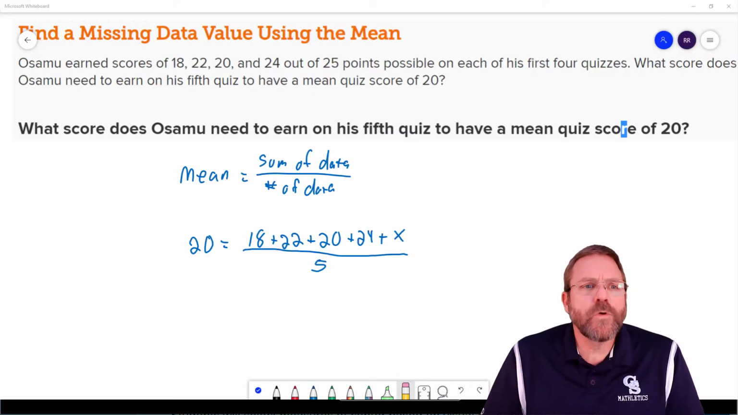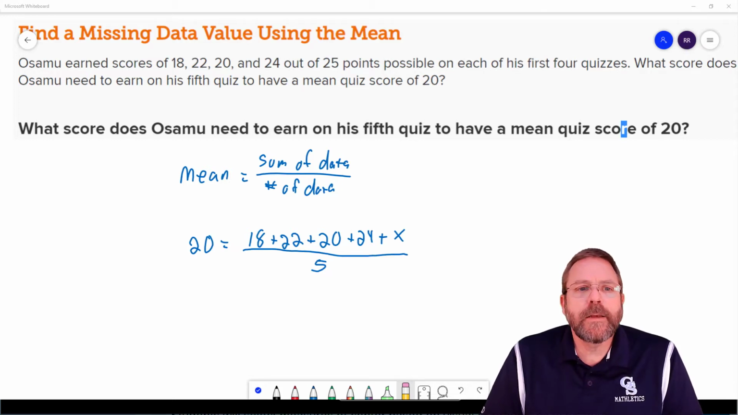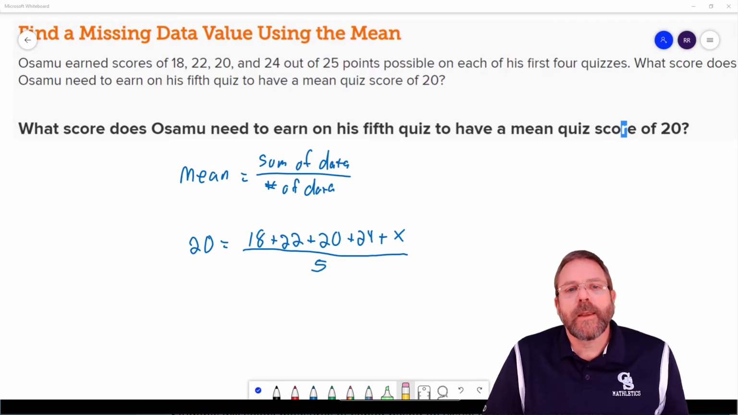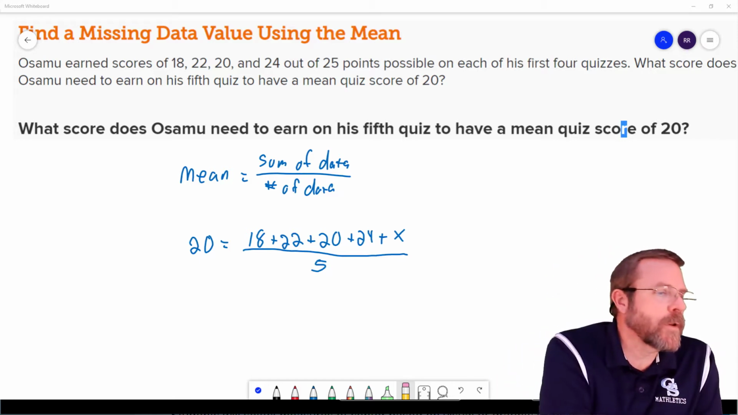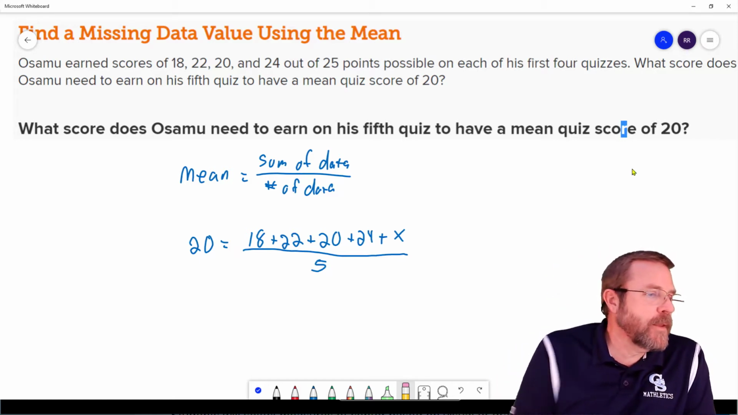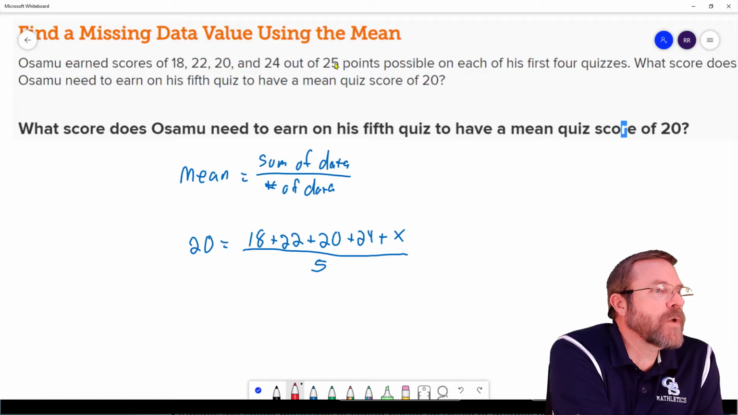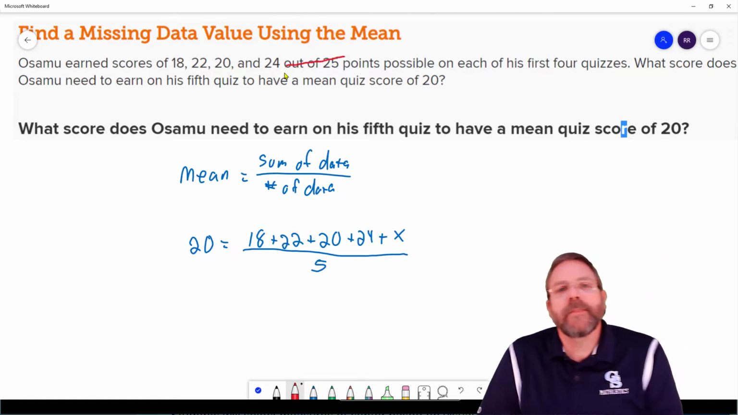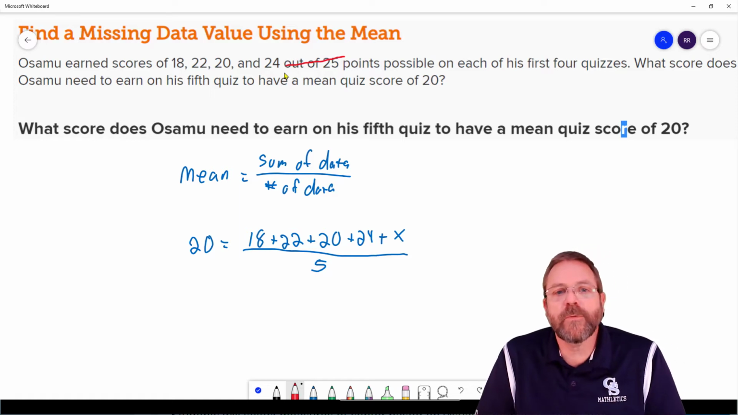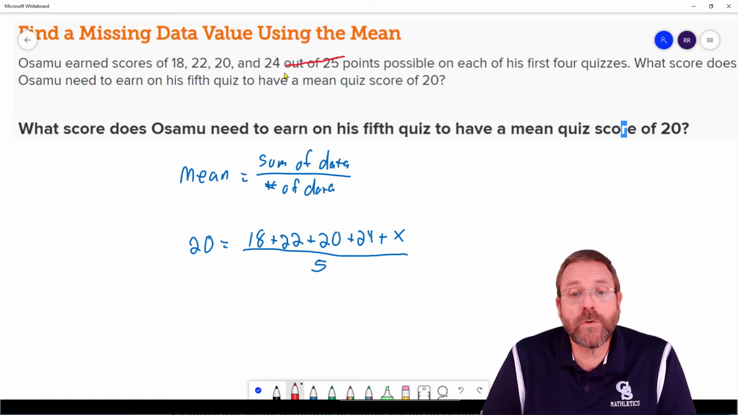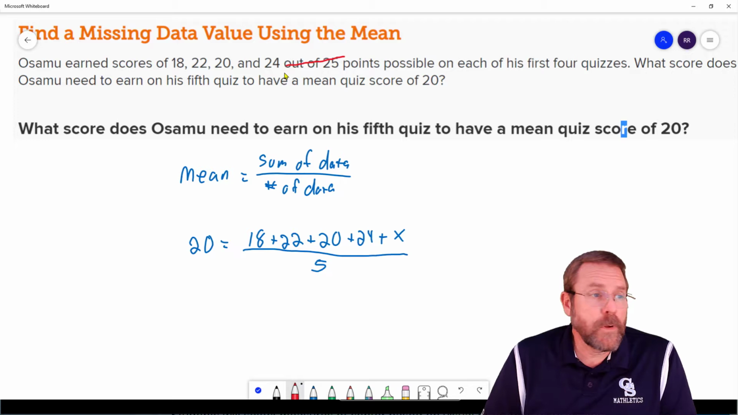So for this problem, Usamu earned 18, 22, 20, and 24 out of a possible 25 points on each of his first 4 quizzes. Now, I do want to point out something here. This 25 that they give you is a distractor. This 25 is not part of your data set. That says out of a possible 25, not that he earned a 25. Go back to the question.